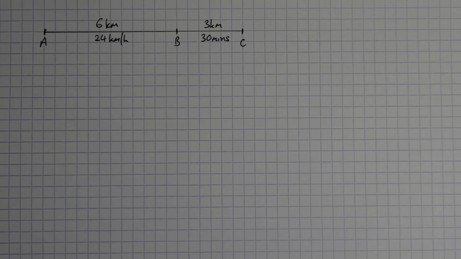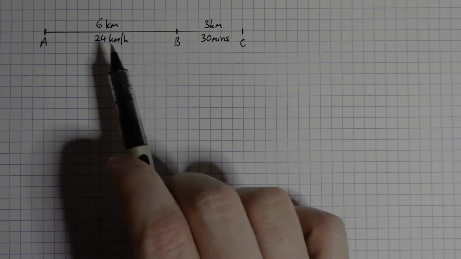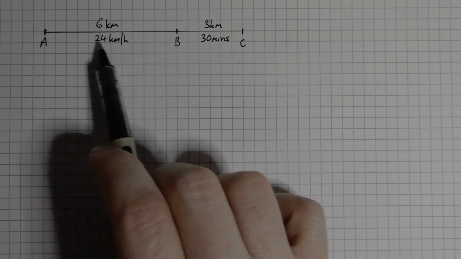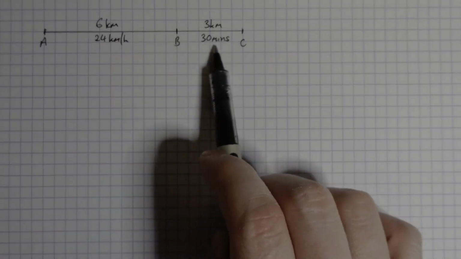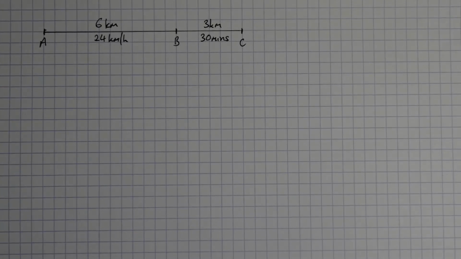The distance between A and B is 6 kilometres. The distance between B and C is 3 kilometres. Slightly different information for the other parts though. I've given you a speed here between A and B, but a time taken between B and C. Same idea as before. My question is, what's the average speed for the whole journey from A to C?